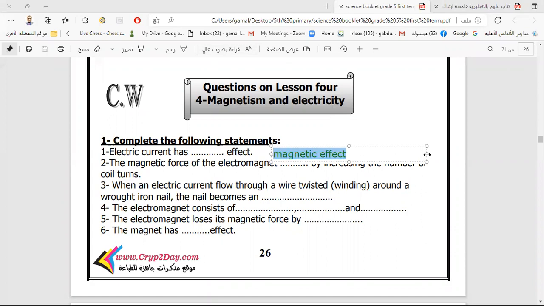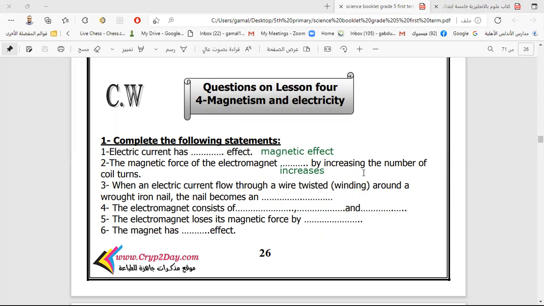Question number two: the magnetic force of the electromagnet is increased by increasing the number of coil turns. What happens to the magnetic force of the electromagnet by increasing the number of coil turns? Of course, the magnetic force will increase. Very good. It's so easy.